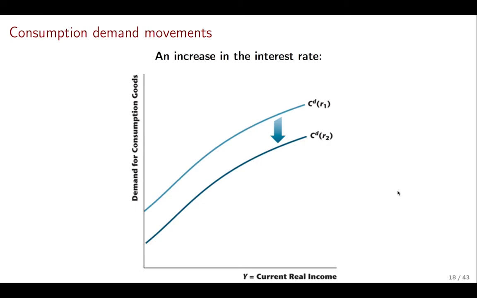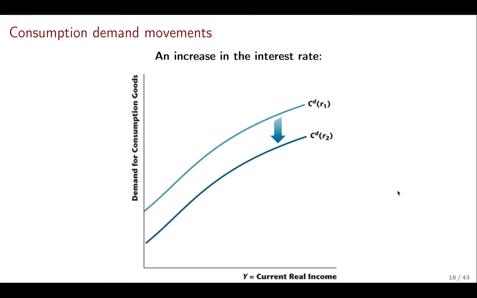Remember, an easy way for you to know if something is shifting the curve or moving along the curve is asking if the variable that you're changing originally is in the axis or not. The interest rate is not in the axis. The axes are income and the demand for consumption. And so a change in the interest rate is going to shift the whole curve rather than move you along the curve.